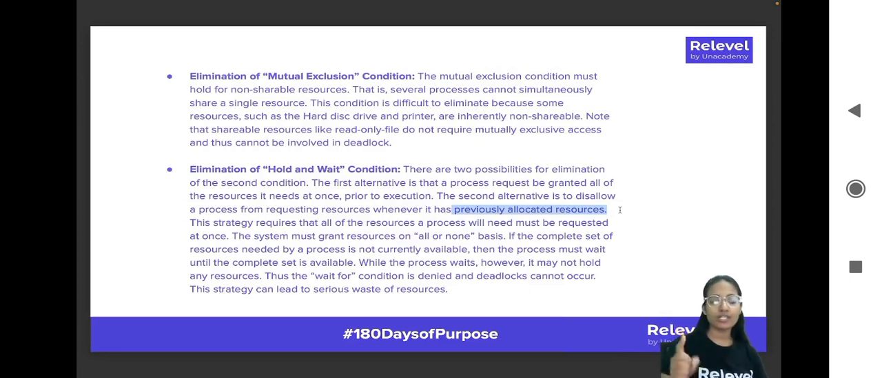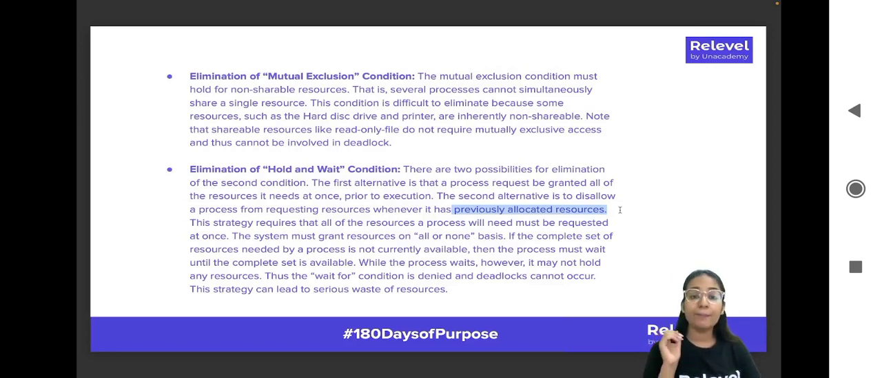You're asking for resources and then you're holding resources. So the first condition is that if you need to request something, request all of it in the start itself, before execution, and get allocation of it. The second condition is that if you are requesting some resources, you should not be holding any resources. A process can only request resources when it is not holding any resources. So this strategy basically requires that all of the resources a process will need must be requested at once, and the system must grant either all the resources or none of the resources. You can't just allocate half of the resources.